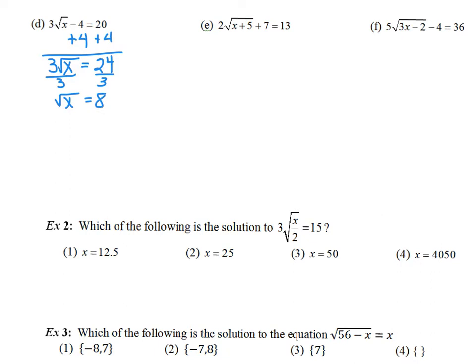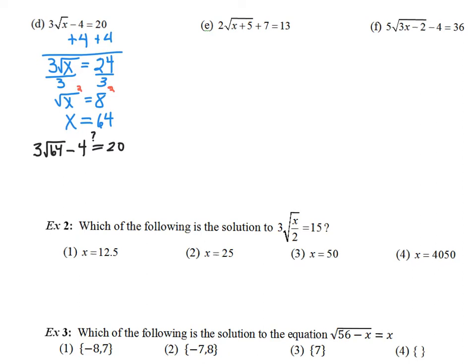Now we're ready to square both sides of the equation only because I got the radical by itself. So squaring the square root gives me just an x. 8 squared is 64. So this is the solution that I want to go back and check in the original equation. So 3 times the square root of 64 minus 4, does that equal 20?